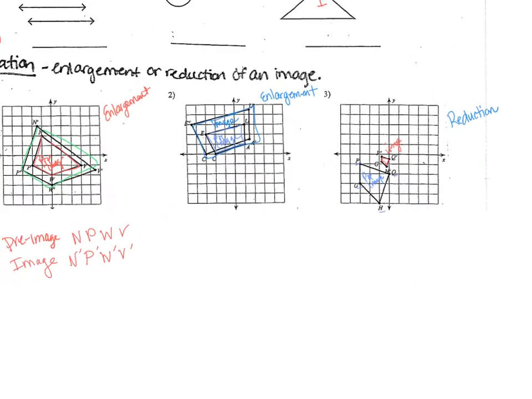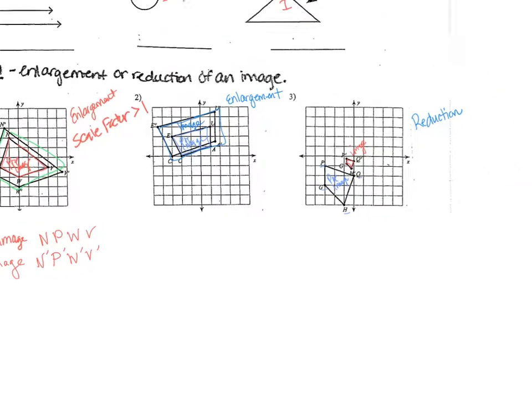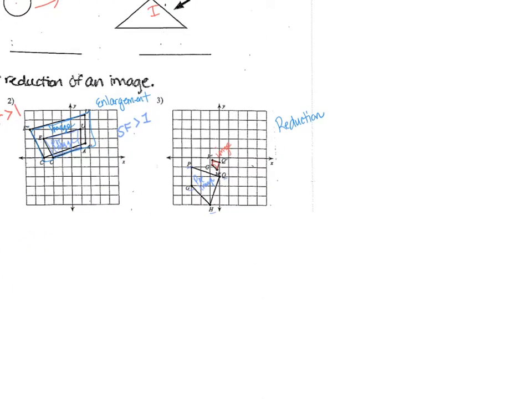If we wanted to, we could go through and figure out the scale factor for each one, but just remember that if it's an enlargement, it's got a scale factor greater than 1. Same thing over here. An enlargement, that means the scale factor is larger than 1. And if it's a reduction, then our scale factor is less than 1.